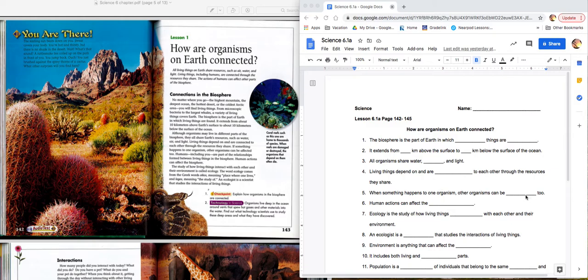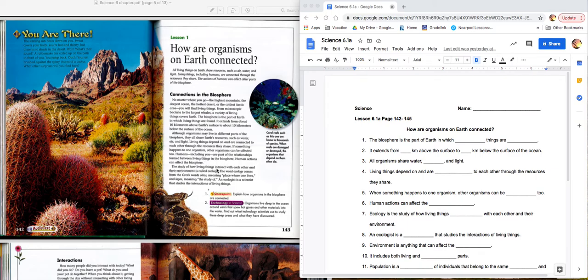So we need to understand, if I clear land to build a new subdivision, that's going to have an impact on the biosphere. That doesn't mean everything dies. It just means some things have to move. It might change the amount of water that's in the area depending on how it runs off the streets and things like that. We just need to understand that.